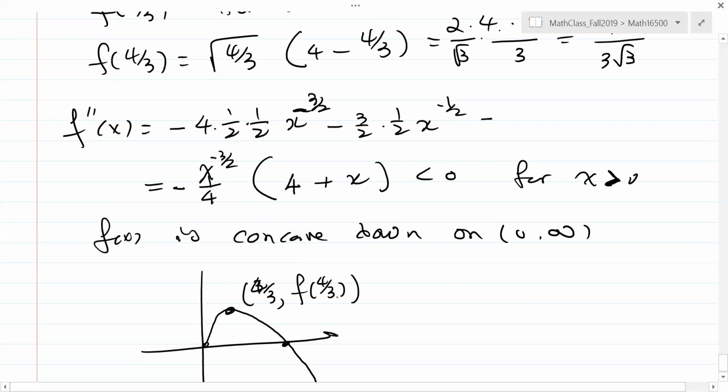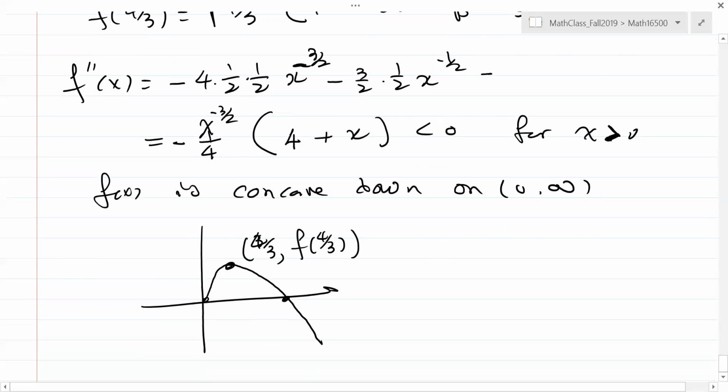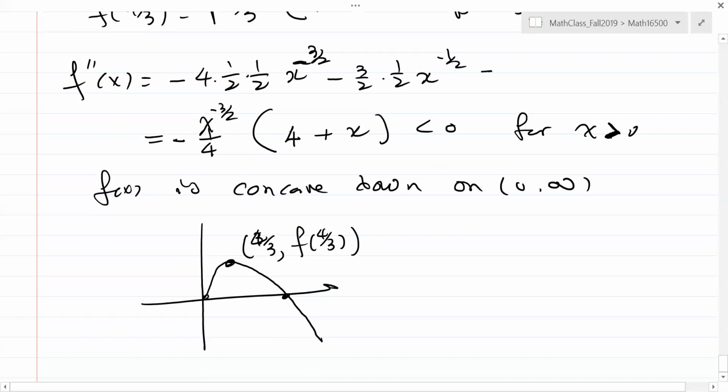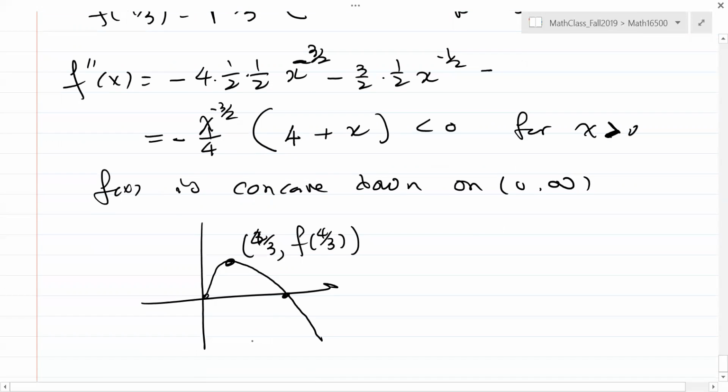Okay, and the second derivative is always negative over this interval, and here the first derivative is positive. And here the first derivative is negative. It's going down. So this is the graph.